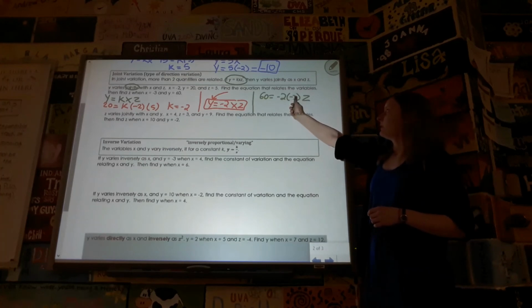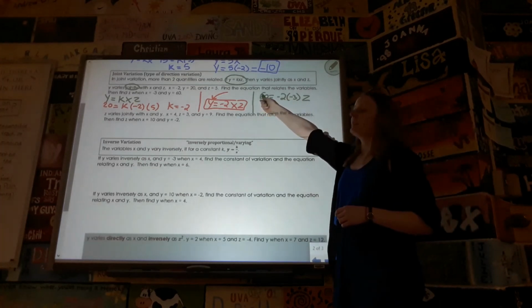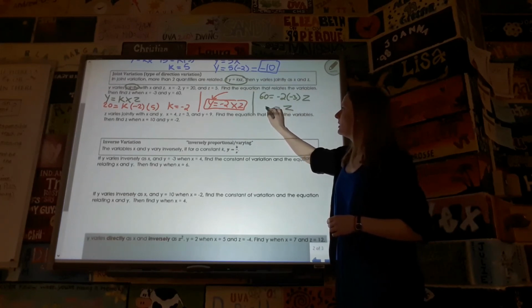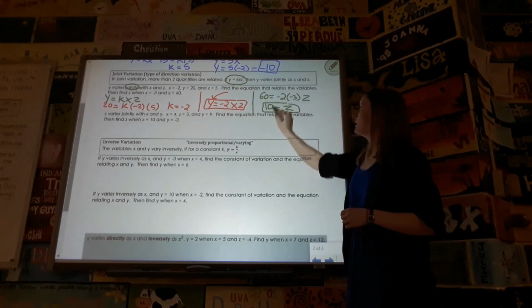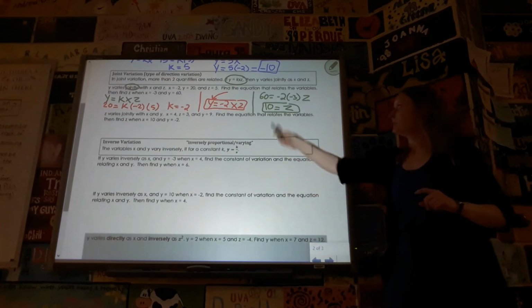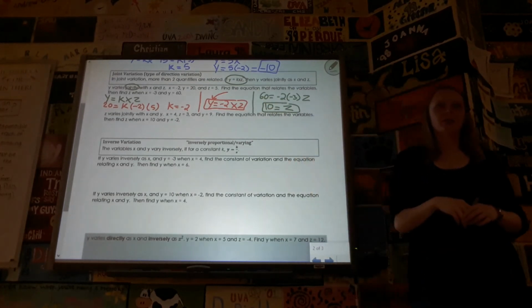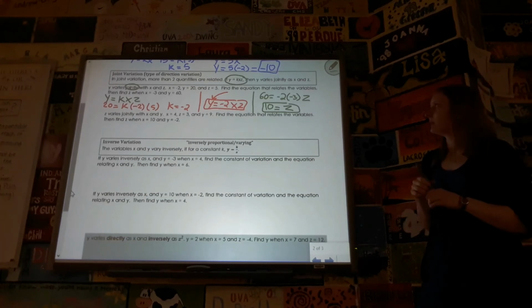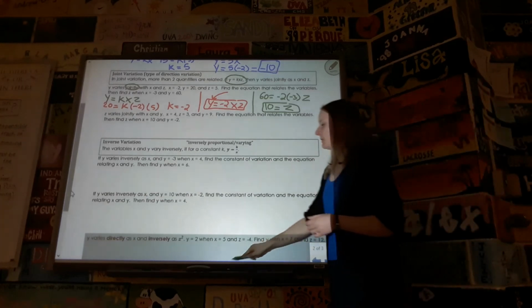-2 times -3 is positive 6. We're going to divide the 6 over. What does that leave me for z? 10. So that was a 2-part question, the equation, and then the value of z given our numbers. Okay? Alright, let's look at the next one.